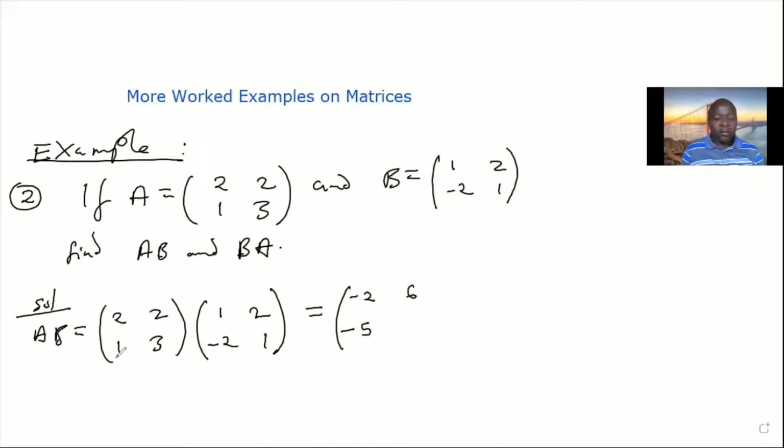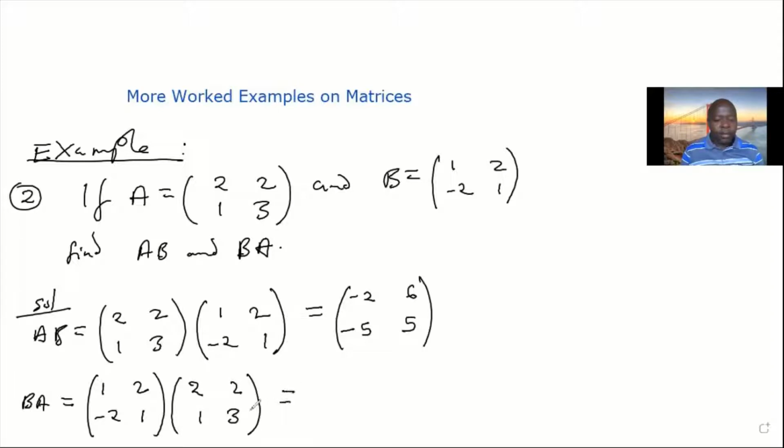Then 1 times 2 will be 2, 3 times 1 will be 3, so 2 plus 3 will give us 5. So this is AB. What about BA? So 1, 2, negative 2, 1 multiplied by 2, 2, 1, 3. And what do we get?